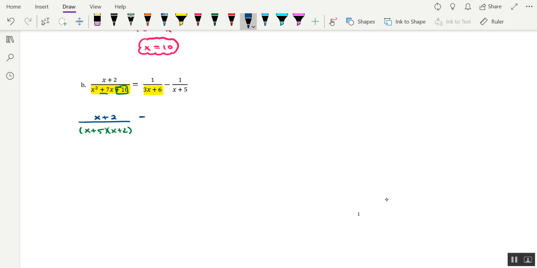And over here on the right-hand side, 3x plus 6 has a GCF of 3, which we can factor out. That leaves behind x plus 2. And as I mentioned a few seconds ago, x plus 5 is nothing that we can factor.